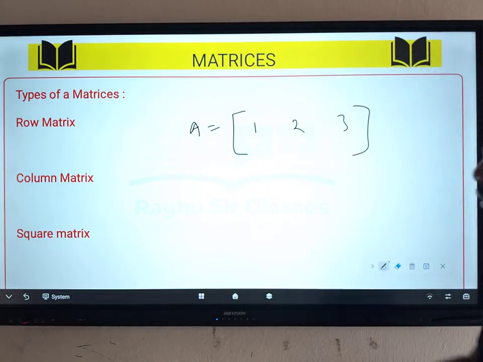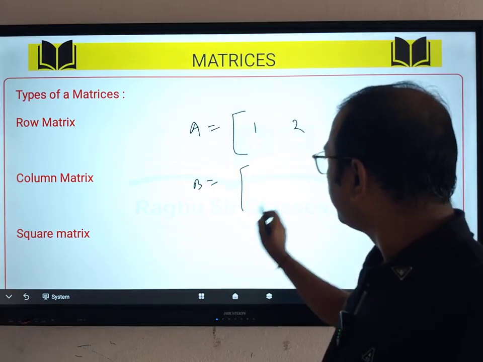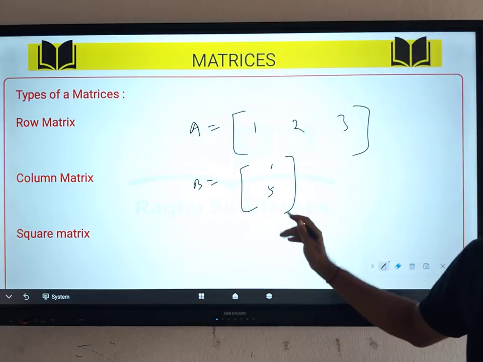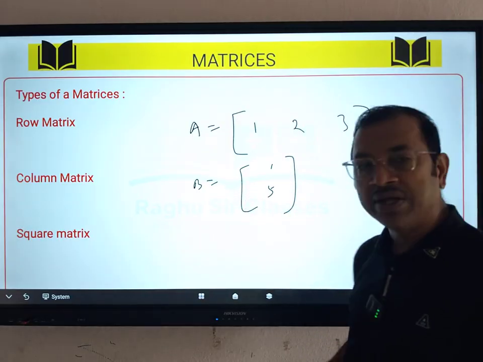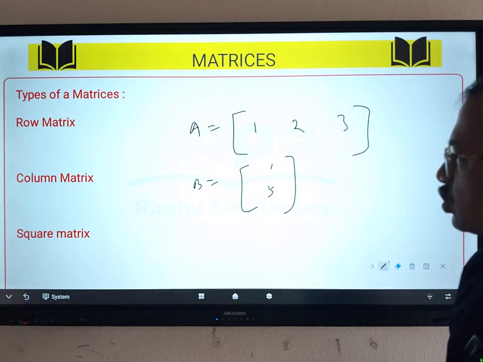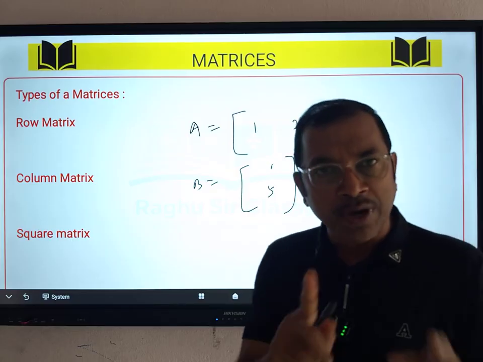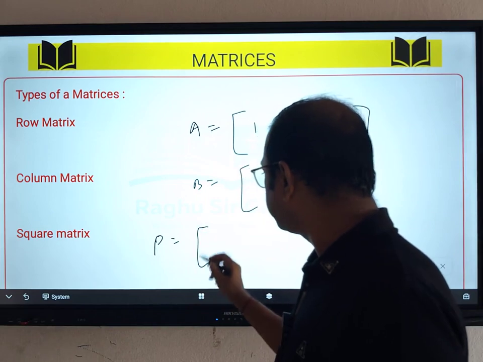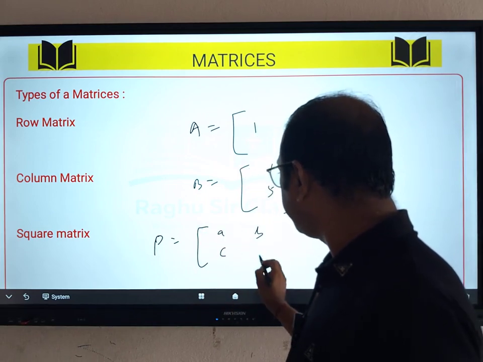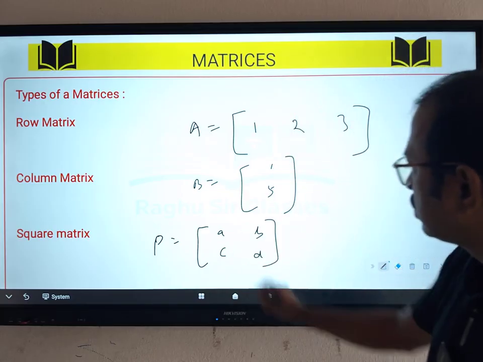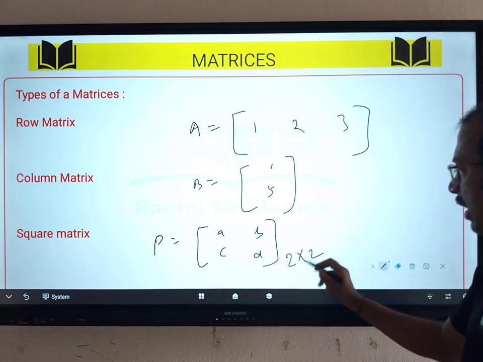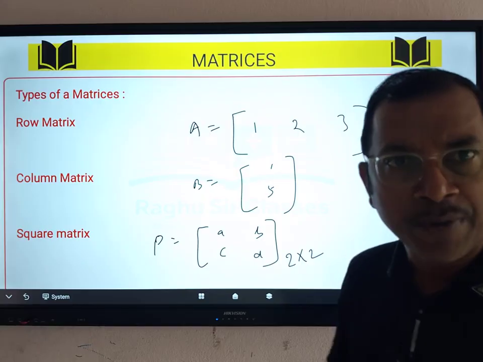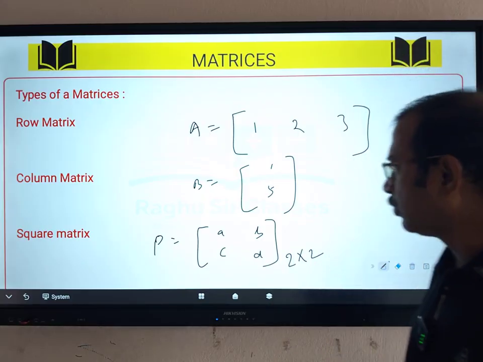Similarly, what is a column matrix? Having only one column. 1 5. So see, one column, whatever the number of rows, but the column number is 1. So it is what? Column matrix. Then square matrix. In a square matrix, the number of rows is equal to the number of columns. See, suppose P is a matrix, that is A B C D. How many rows? Sir, 2 rows, 2 columns. So 2 by 2. It is a square matrix. 3 by 3, 4 by 4. So in a square matrix, the number of rows equals the number of columns, right?